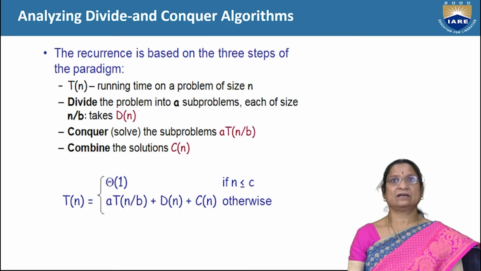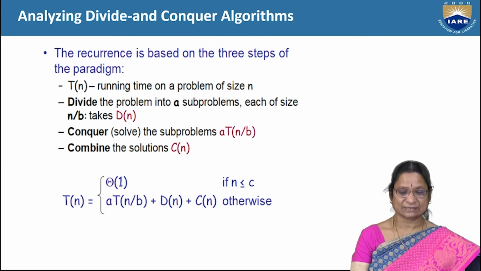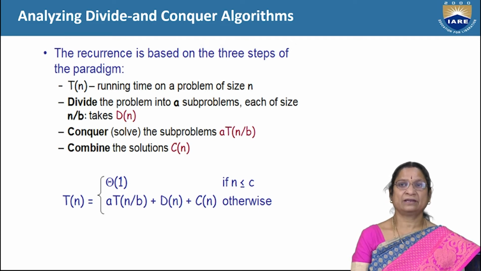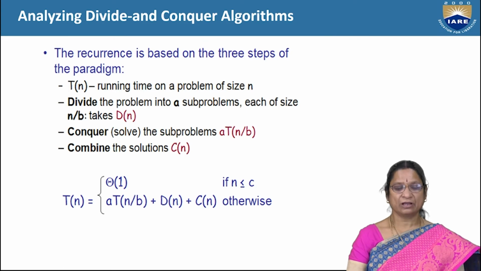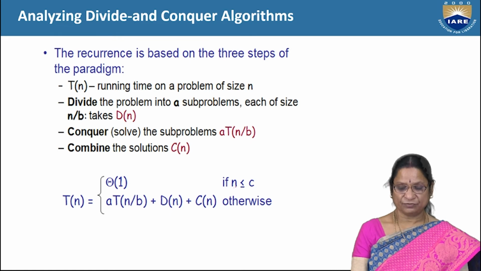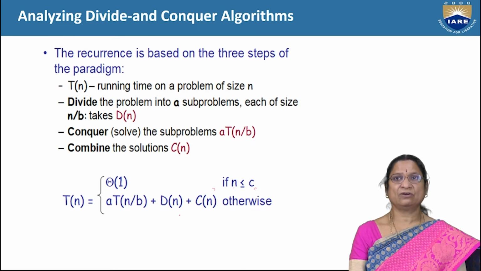Okay, so that means B is any constant of equal sizes. Conquer: solve the subproblems as A T of n by B, since A subproblems are there. Combine the solutions with constant time, which takes C of n. So T of n is equal to theta of n if n is less than or equal to C, and A of T of n by B plus D of n plus C of n otherwise, where C of n is the constant you can consider.